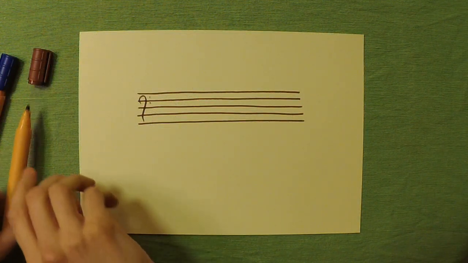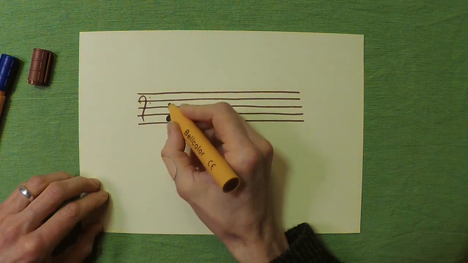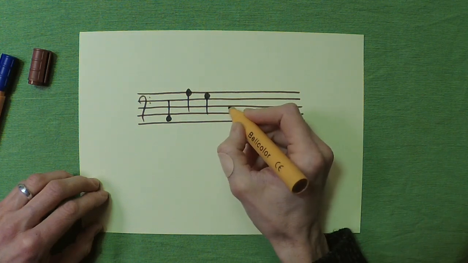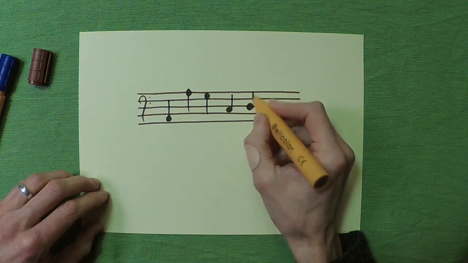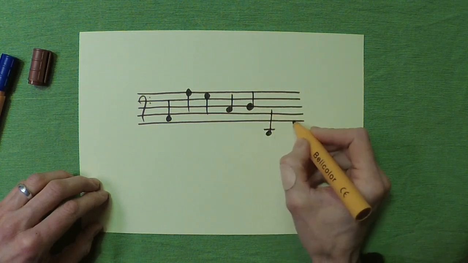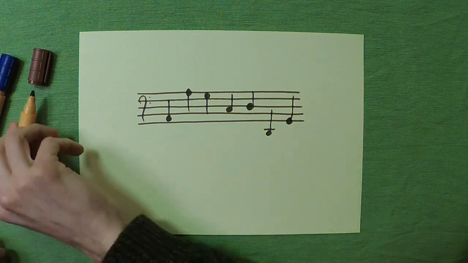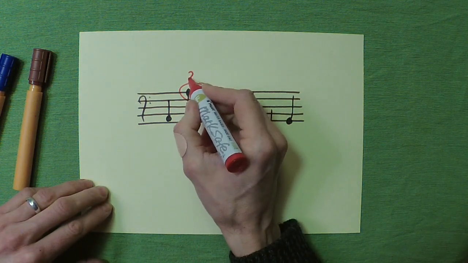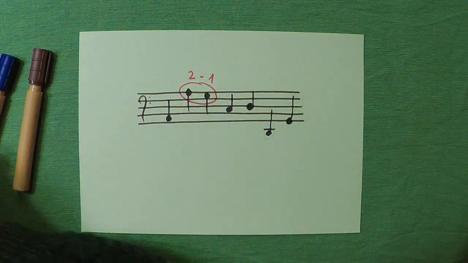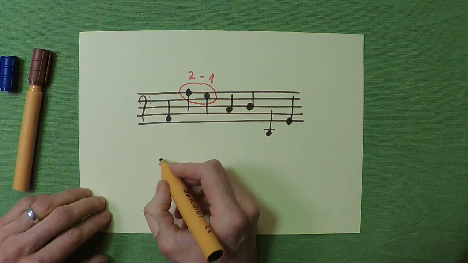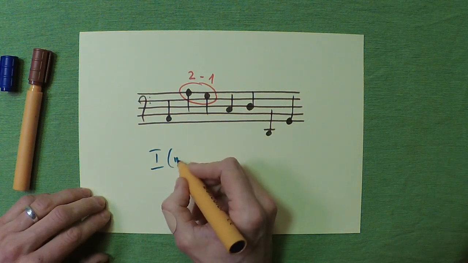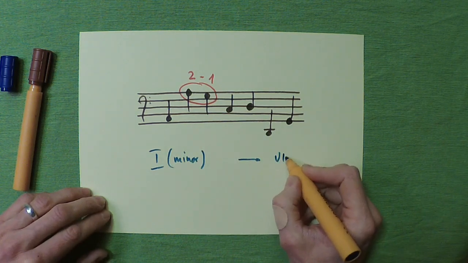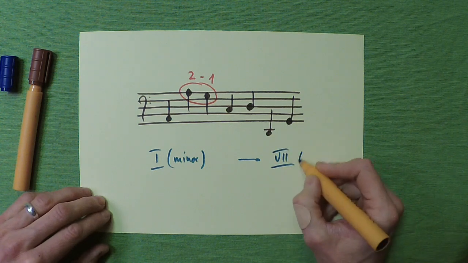As a next thing, I can do going from A minor to G major. In that case, doing A to G turns out to be 2-1 in the future key. So it's going from a minor key to the key of its seventh scale degree, which means going from minor to a major key.